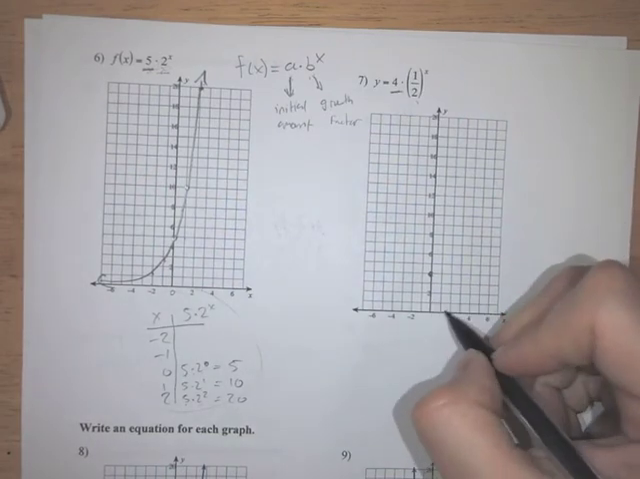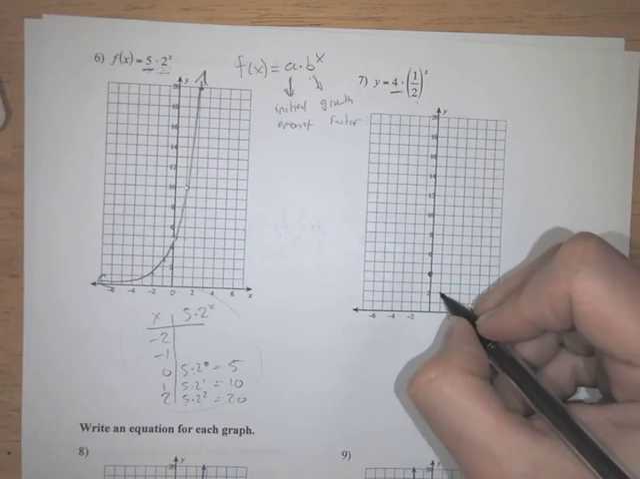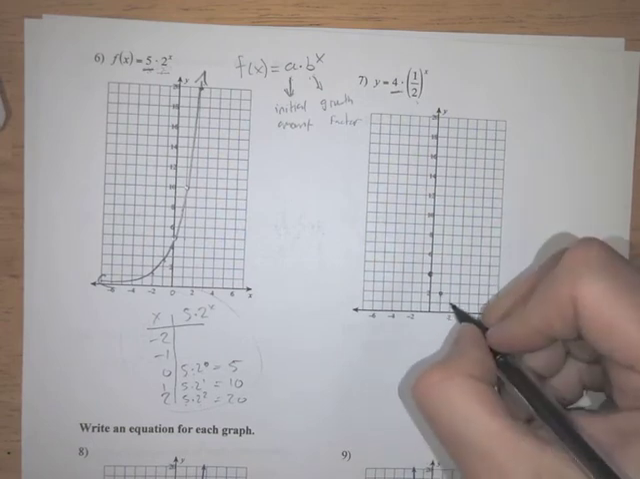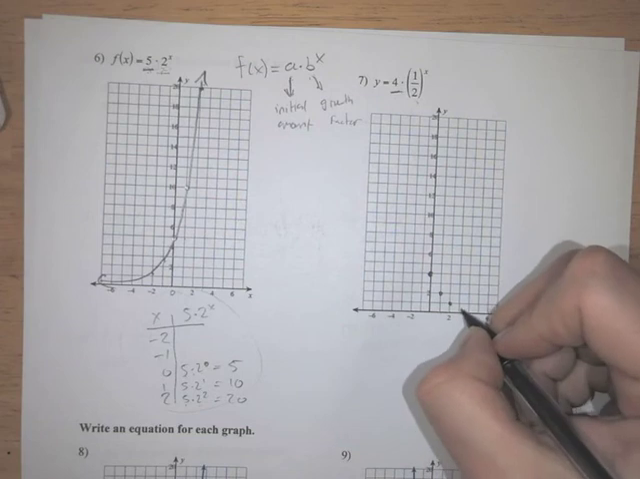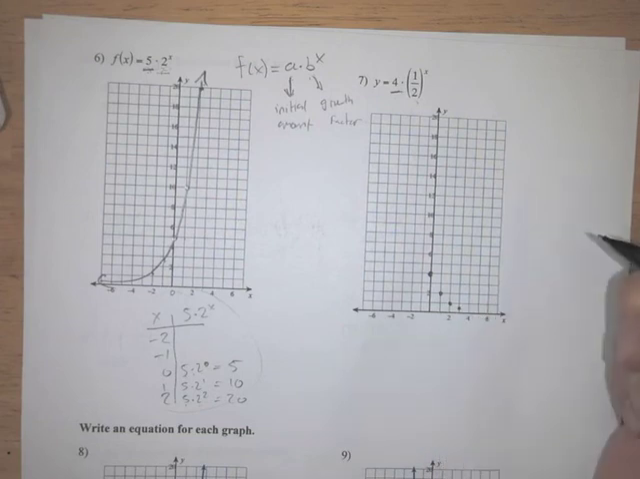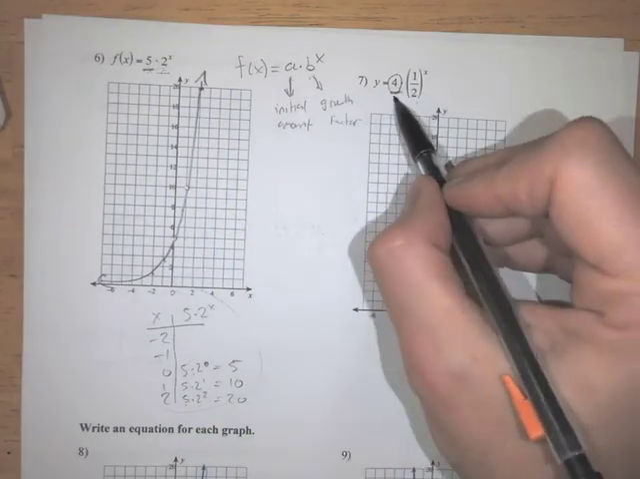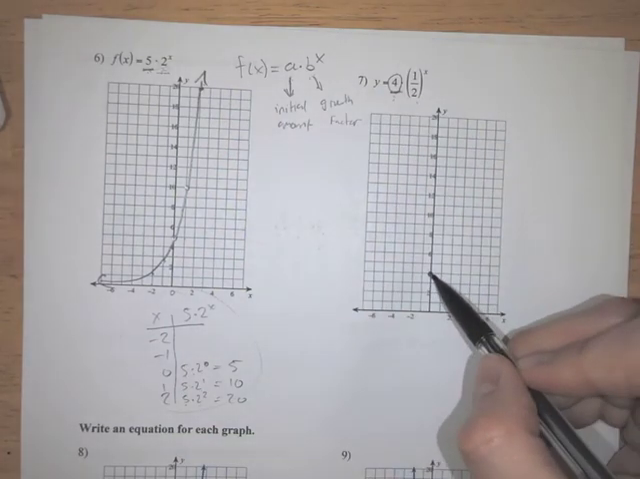So after 1 year, we're going to have half the value. We're going to have $2 or whatever. After 2 years, it's going to be half of that. It's going to be $1. And then after 3 years, it's going to be 50 cents. And so on. So again, this gives us our starting place. This is our initial amount. This is our y-intercept. Okay.